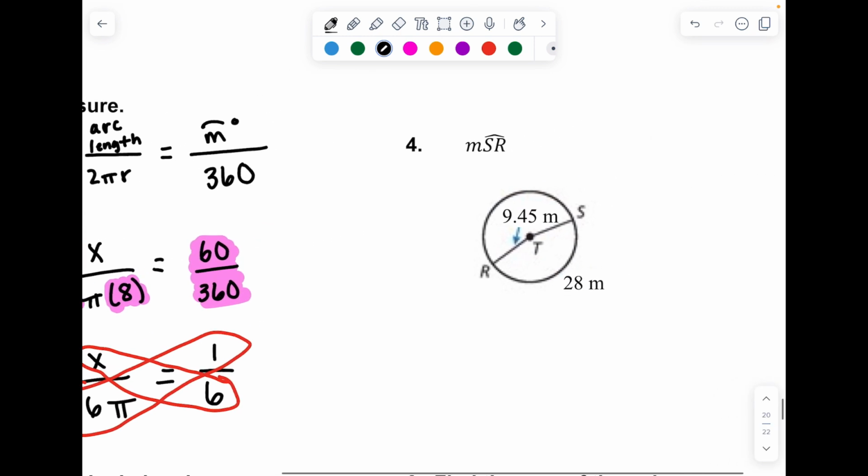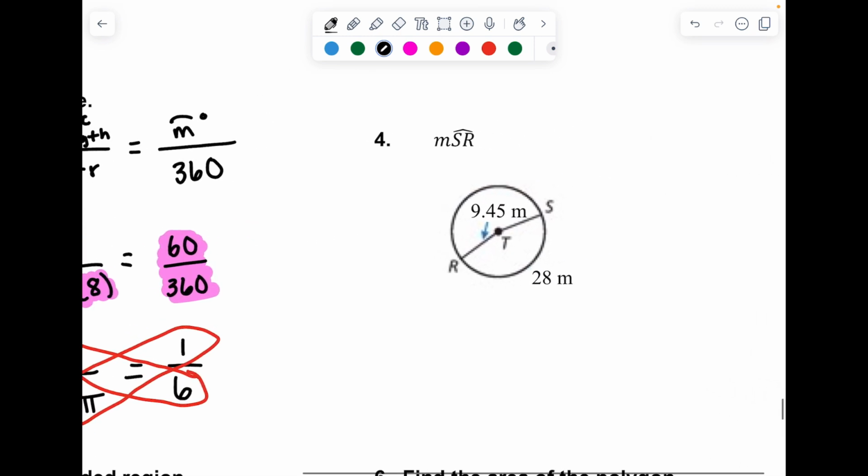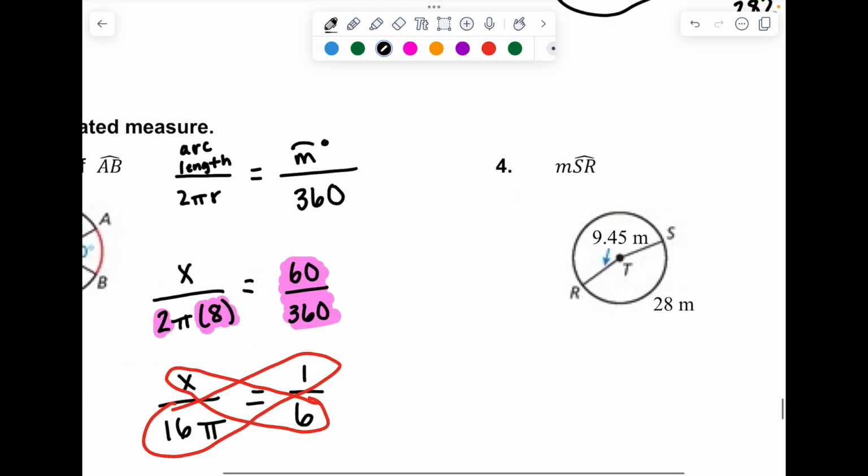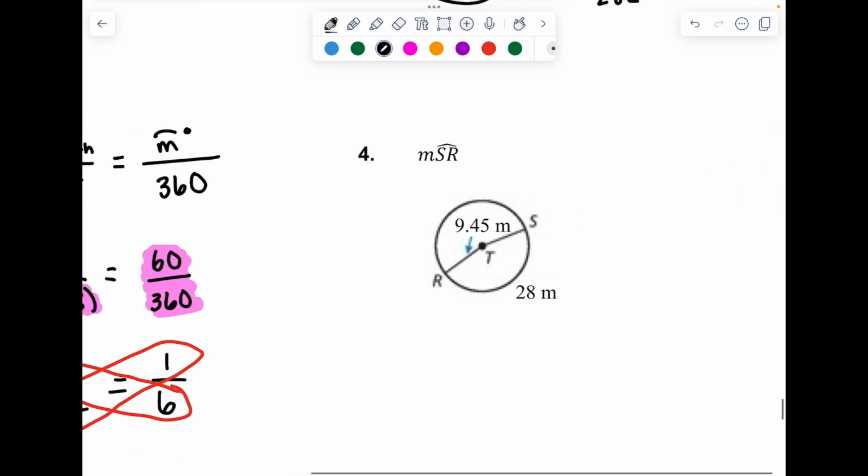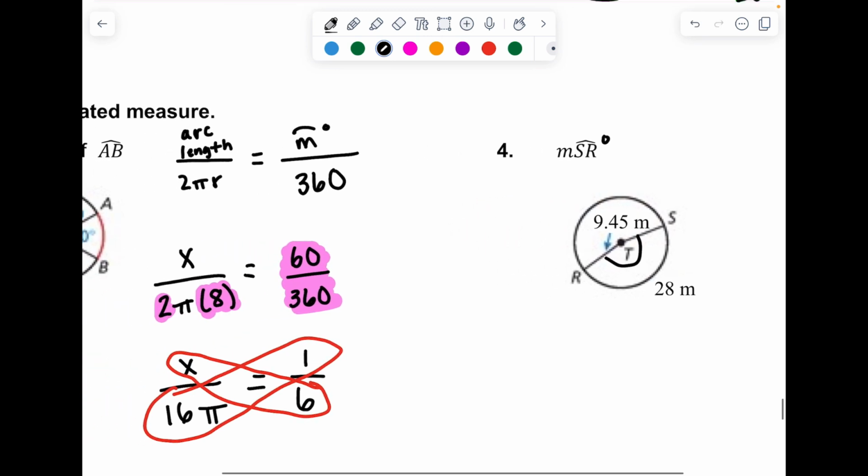Okay, let's do 4. Again, we're finding the arc length, so we're going to use our same formula. And this one's a little different. They actually give us the arc length and want us to find the degrees that that angle is. So they want us to find what is this measure? How many degrees is that angle? So we still have our arc length formula. This time we know the arc length.